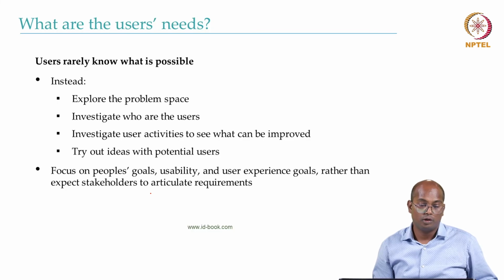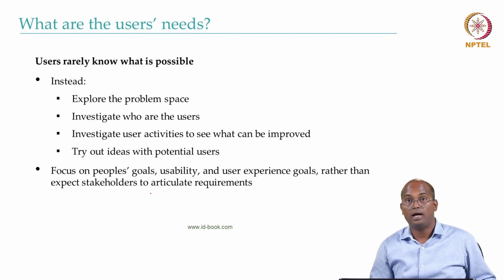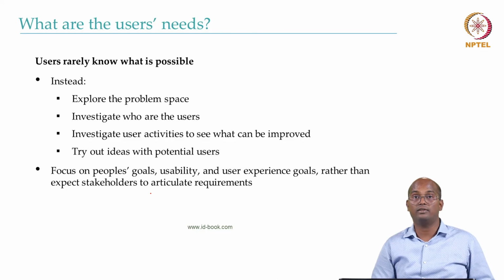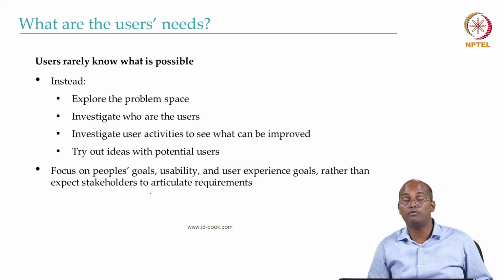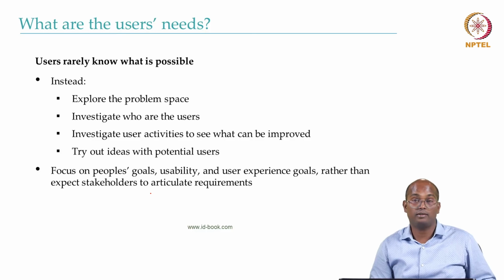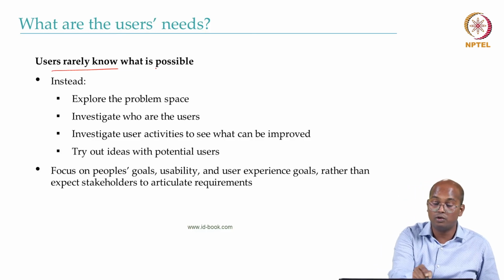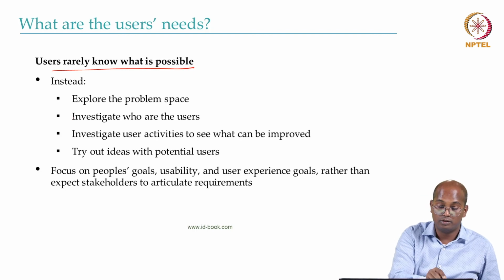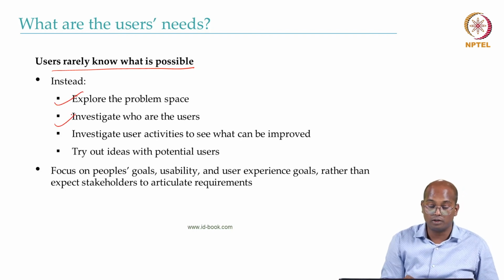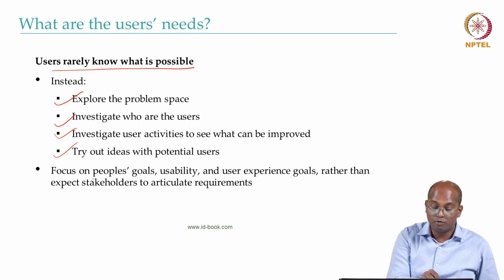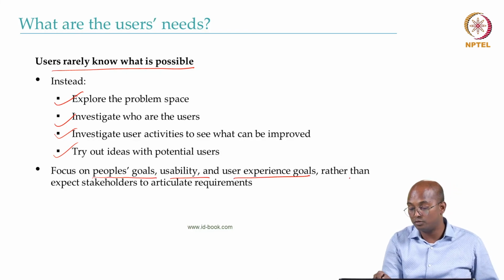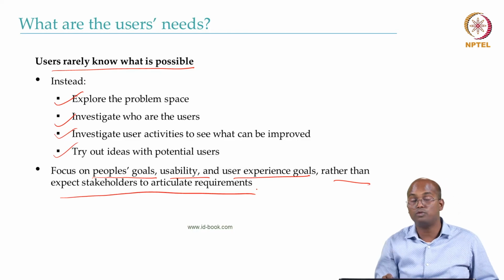And also, users rarely know what is possible. They just basically have their expectations, they just have their needs. They don't know whether it is feasible to fulfill or not, but that is the case. So users rarely know what is possible. So instead, explore the problem space, investigate who the users are, investigate user activities to see what can be improved, try out ideas with potential users, and focus on people's goals, usability, and user experience goals, rather than expecting stakeholders to articulate the requirements.